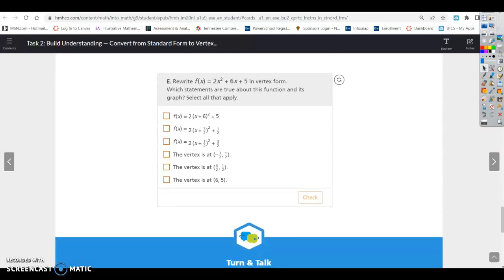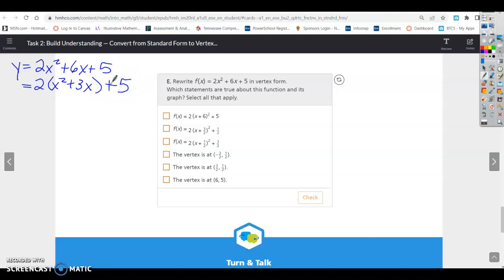All right, so it says rewrite f of x equals 2x squared plus 6x plus 5 in vertex form. Here's an actual example with numbers where we look at how to use the process above to rewrite this in vertex form. So we have y equals 2x squared plus 6x plus 5. The first step, remember, was to factor the a out of the first two terms, your variable terms. So factor an a out of x squared and your linear term, so 2 out of 6 is 3x, and then plus 5.